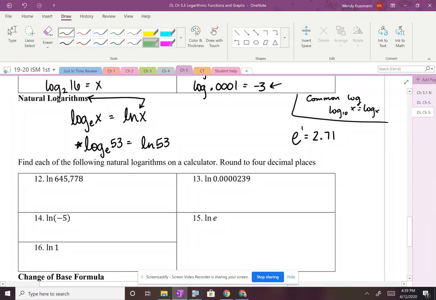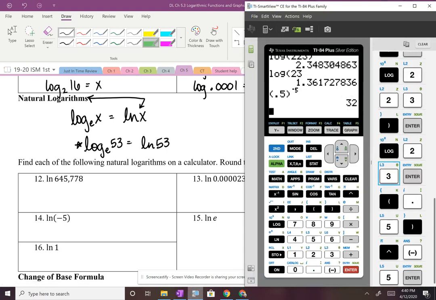This example says, find each of the following natural logarithms on a calculator, rounding to 4 decimal places. So here's my calculator. We will look for the ln button. It's right beneath the LOG button, right next to the number 4 on your calculator. I want to point out that 10 to the x and LOG are right next to each other because they're inverses. e to the x and ln are right next to each other because they're inverses.